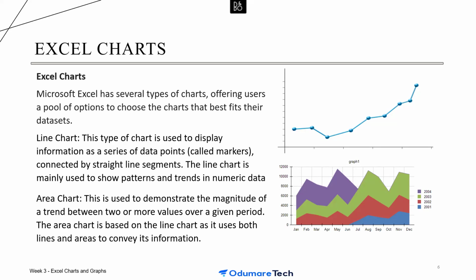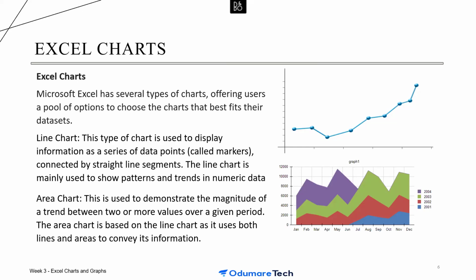Sometimes the line chart can be in different forms. Sometimes they might actually not have those points. But majorly, even if they don't have it, that data point itself is called the marker. Connected by straight line segments, the line chart is mainly used to show patterns and trends in numeric data.